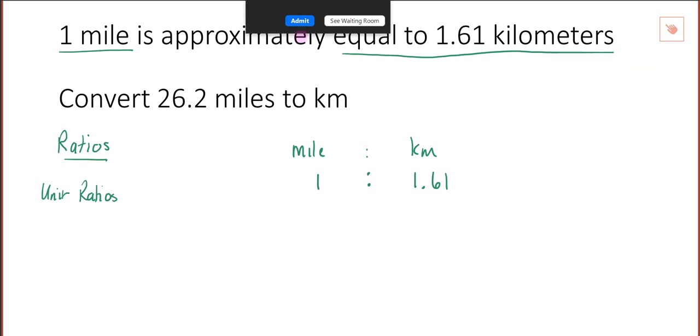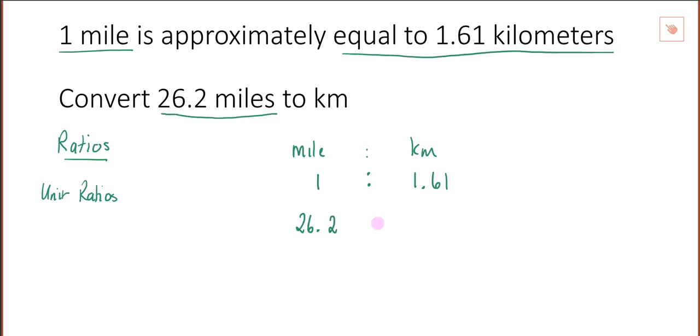I think so. There's Marley. I've got Marley. Okay, so then what I would do is write down 26.2 in the miles, because that's what I've got, and then I want to know how many kilometers that would be. So what do I do to get that number?